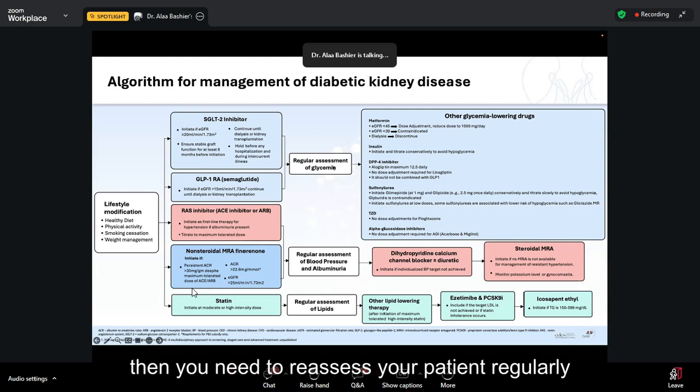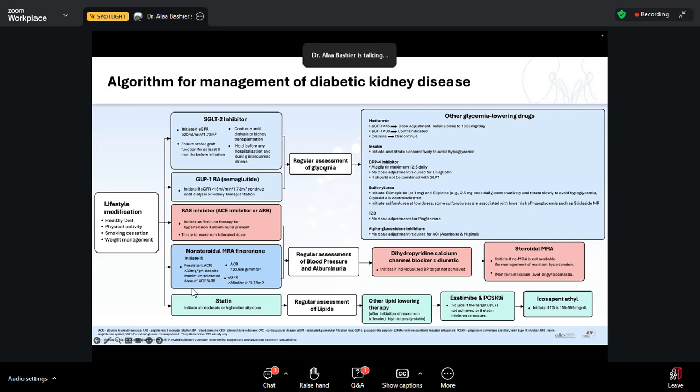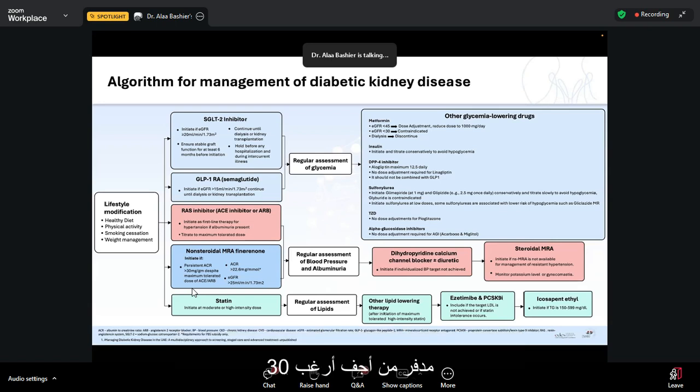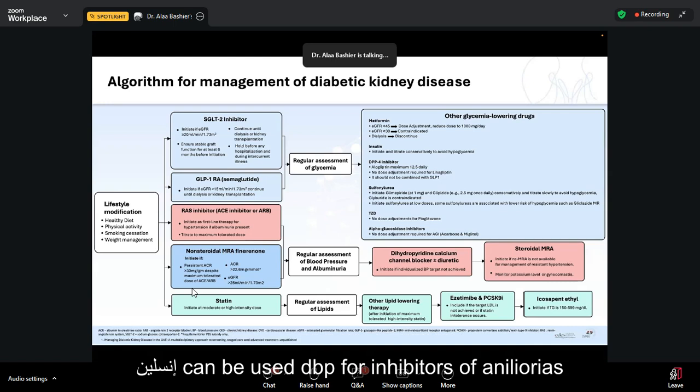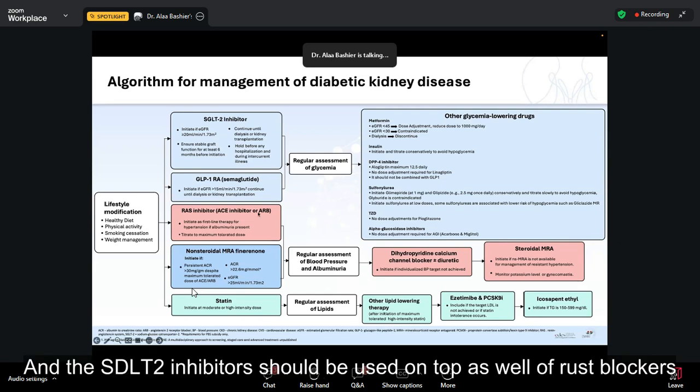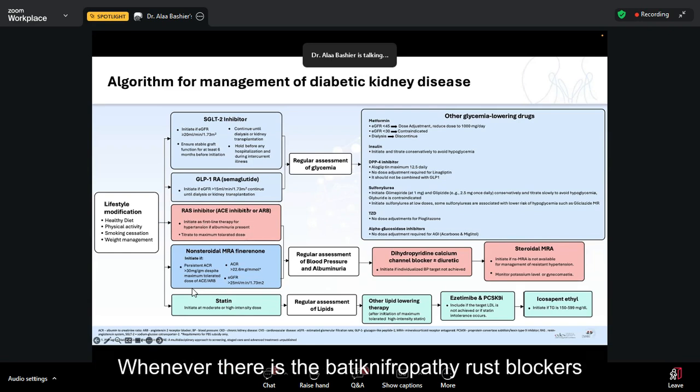And then you need to reassess your patient regularly. If they still need further glycemic control, you can add metformin, where you need to reduce the dose at an eGFR of 45, and you need to stop metformin at an eGFR of 30. Insulin can be used, DPP-4 inhibitors, sulfonylureas, TZDs, and alpha-glucosidase inhibitors. And the SGLT2 inhibitors should be used on top as well of RAS blockers.